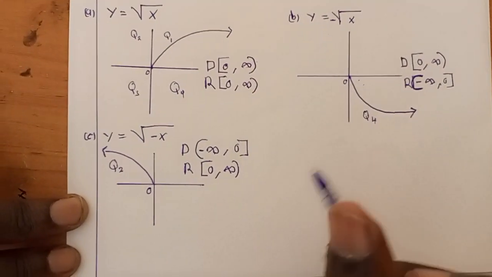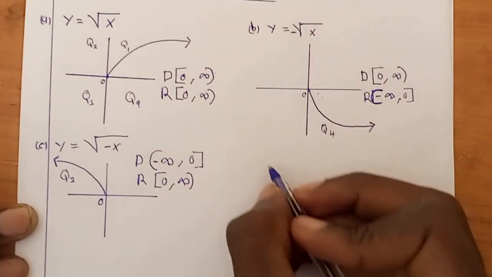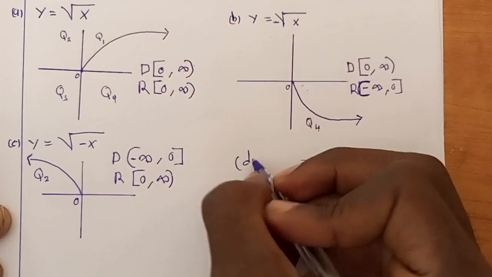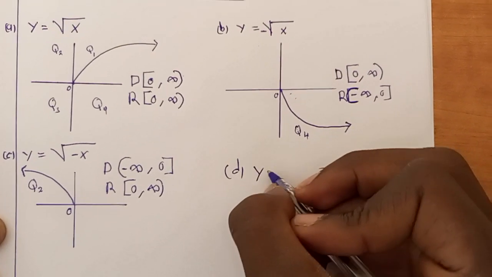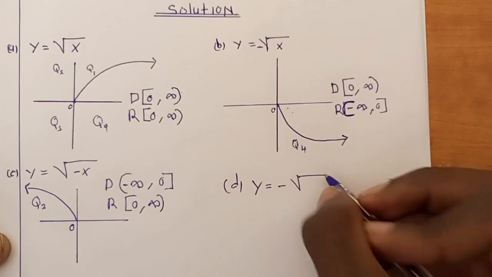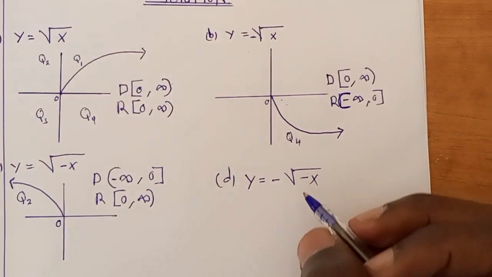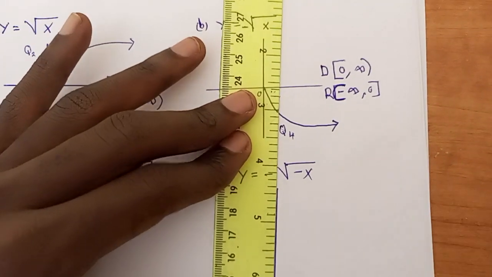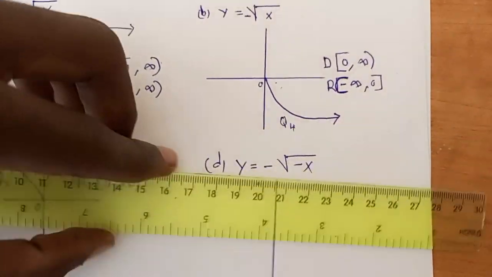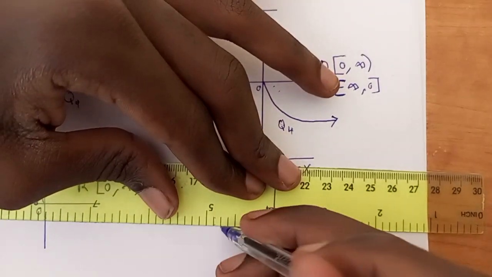For the last one, which happens to be D, it is going to be y equal to the negative root of negative x. For this one, it's also very simple, because the only thing that you are supposed to do, let me draw this.